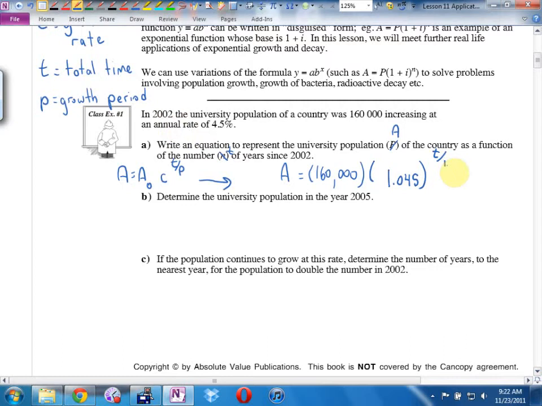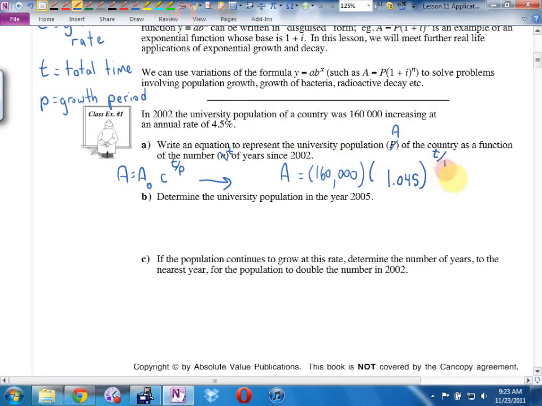This is your equation. Your final amount is equal to your initial amount times your percentage increase plus 1 to the power of time divided by however long the growth period is. Annual means every year. What if it said semi-annually, every half year? It'd be a 0.5 here. What if it said biannually? It'd be every 2 years. There'd be a 2 here. What if it said every decade? It'd be a 10 here.